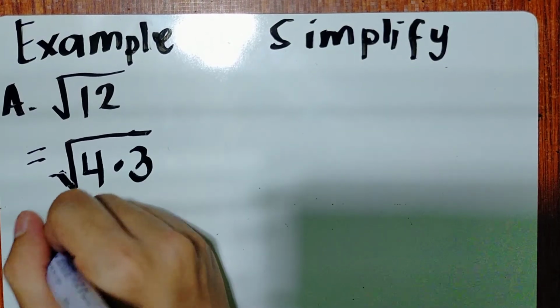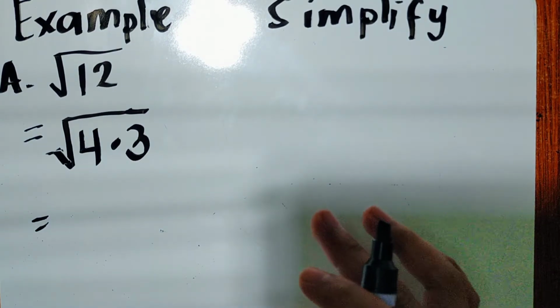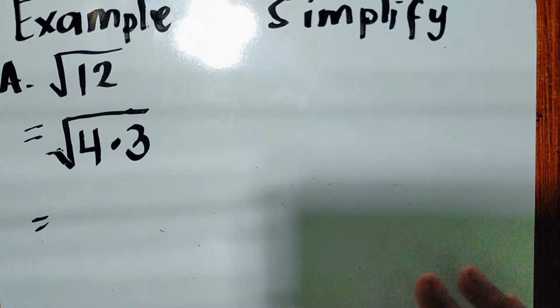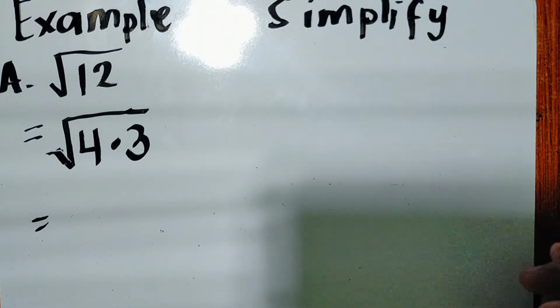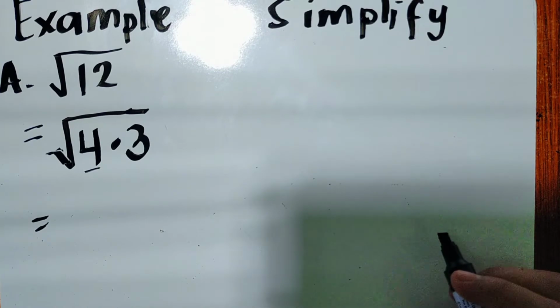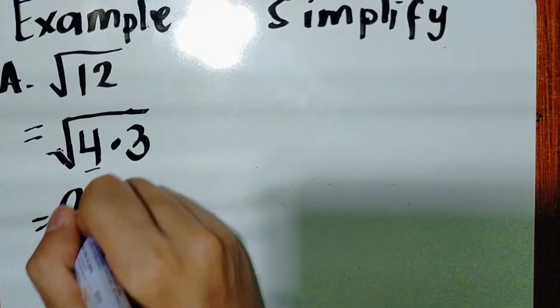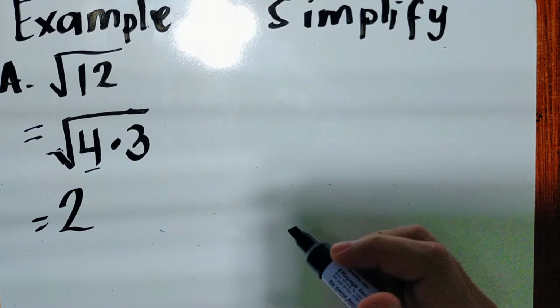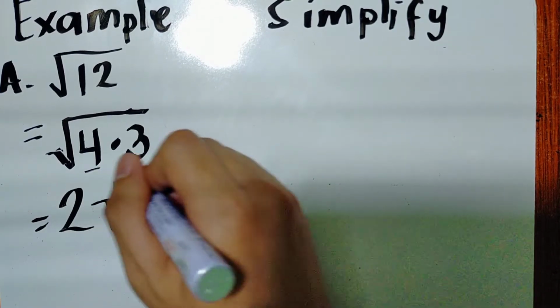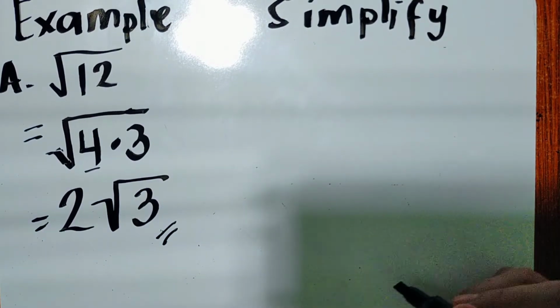Okay? So, after that, pwede na nating ilabas yung may perfect square. Bakit natin ilalabas? Kasi nga po, perfect square siya. So, again, 4 is a perfect square. Okay? So, what is the square root of 4? That is 2. And yung natira sa loob is square root of 3. Therefore, the answer is 2 square root of 3.